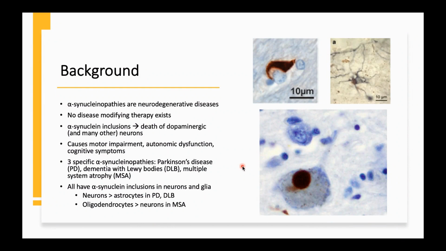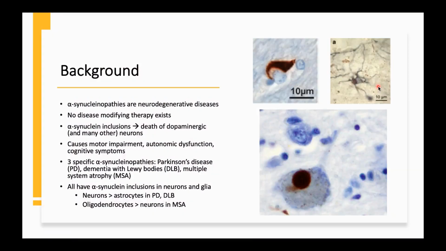So in Parkinson's and dementia with Lewy bodies, the inclusions are predominantly neuronal. These are the classic round Lewy bodies, as shown here on the bottom right. But there are also inclusions in astrocytes to a lesser extent, and that's shown in the top right.